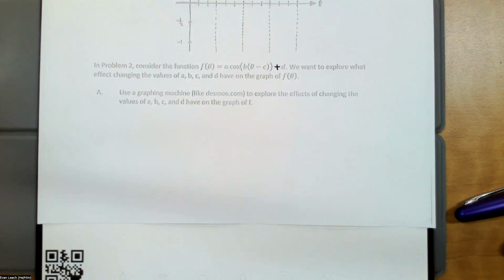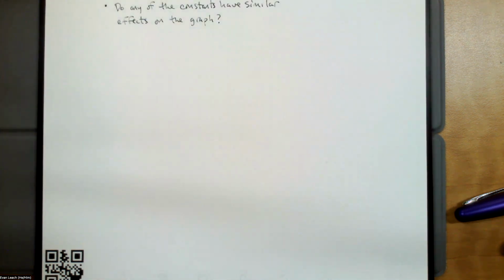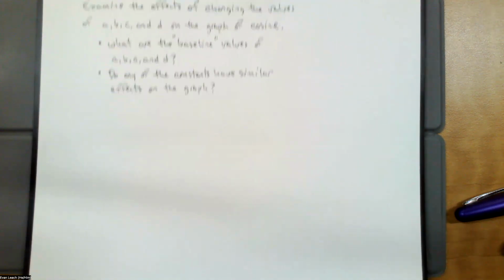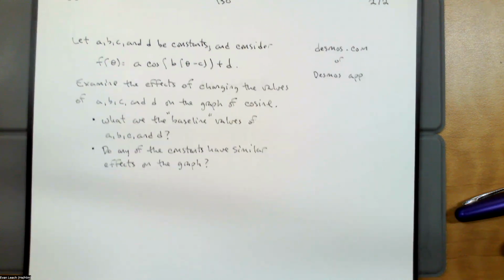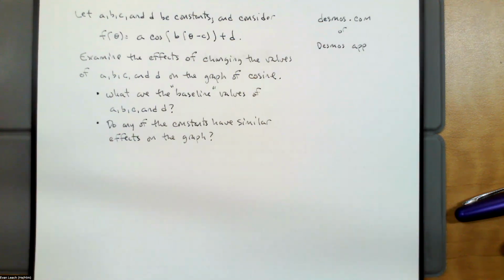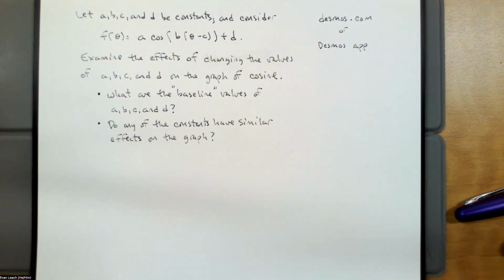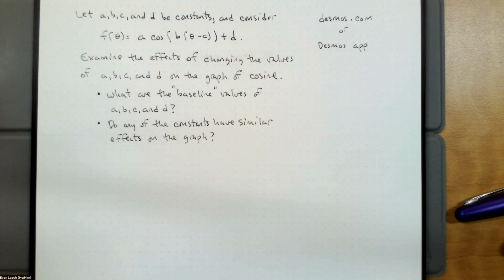So think about our generic cosine, and we want to examine what effect changing these constants has on the graph of cosine. A useful tool for this is a graphing calculator. Definitely not the TI-84 graphing calculator that we have. TI-84 is great for certain things. It's not really great for graphing. I know we call it a graphing calculator. It calls itself a graphing calculator. It's not as good at graphing. It's great at other things. You're definitely going to want to have it moving forward.